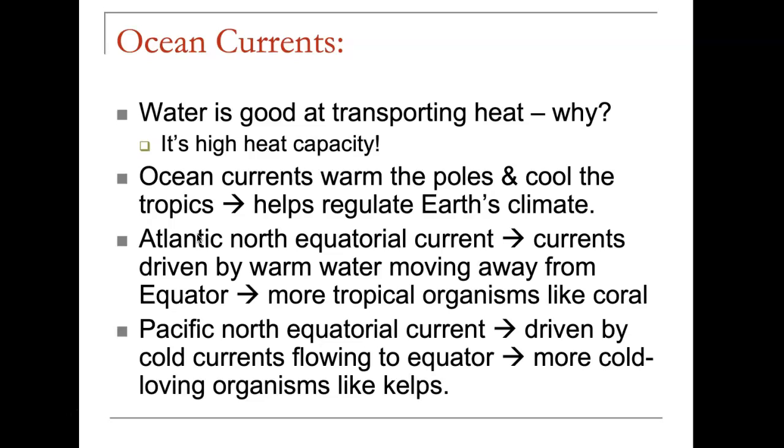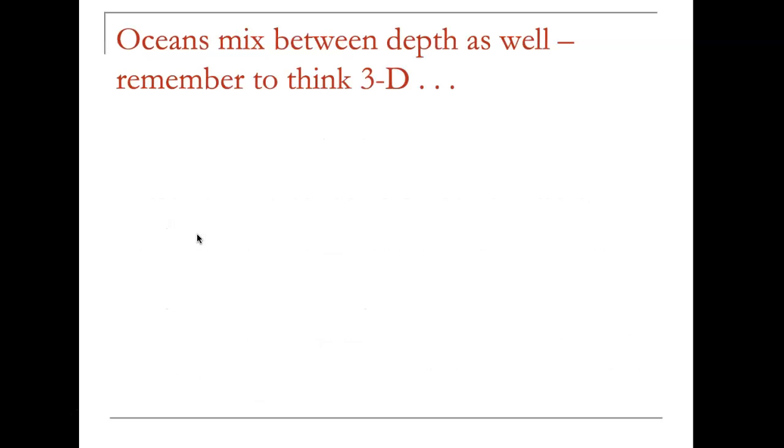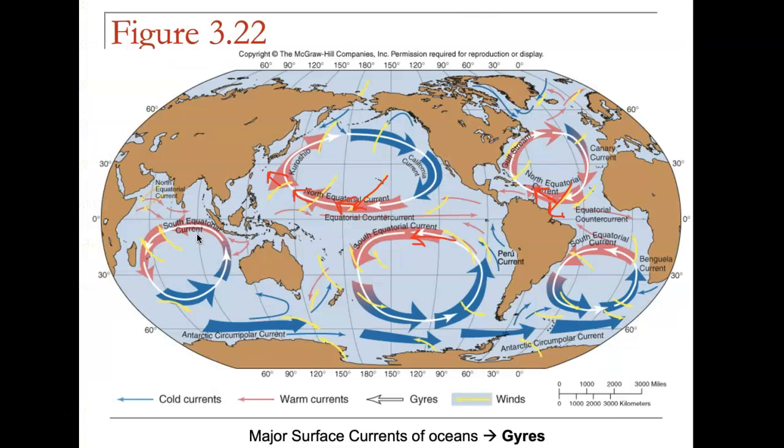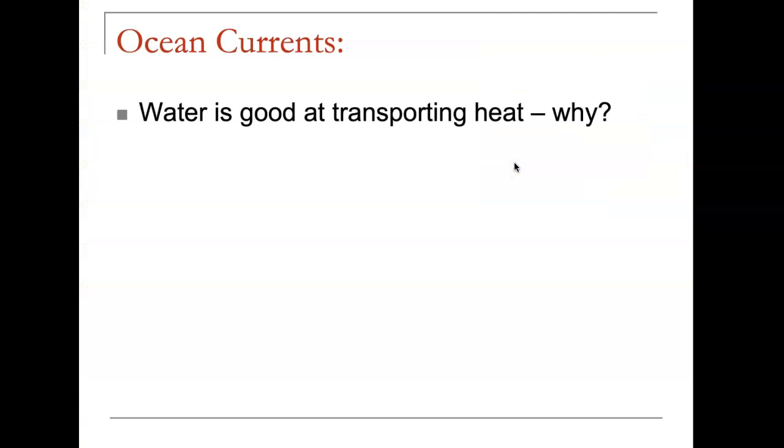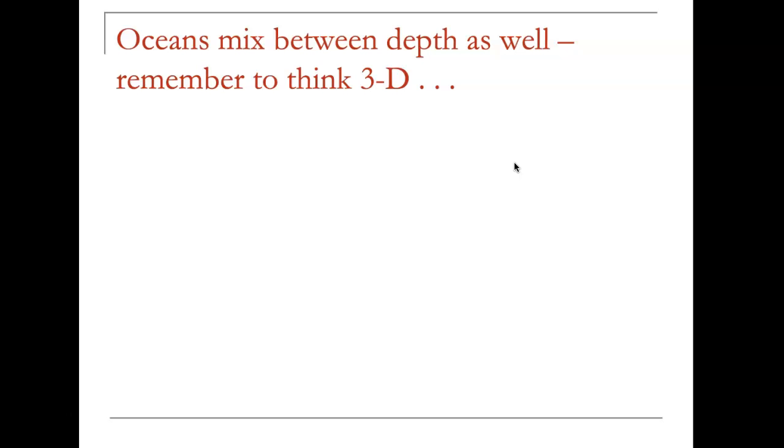Now in the Pacific, our North Equatorial Current is driven by these cold currents flowing back down against the west coast, and we're going to see more cold-loving organisms like kelps. So again, let me just go back and show you that. So again, that was just talking about here. You're going to see more of your kelp forests here versus your coral reef communities in the warmer waters here. Okay, so that's just summarizing some of that.